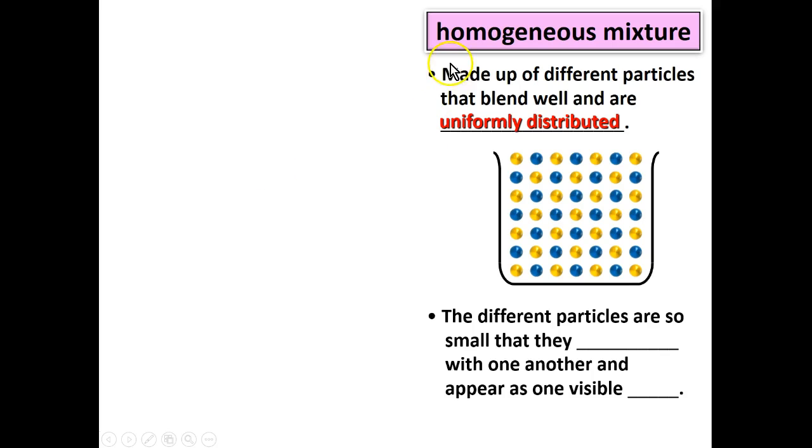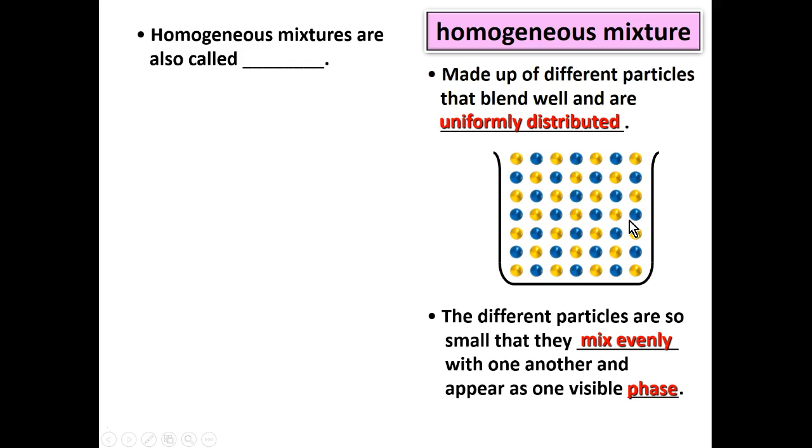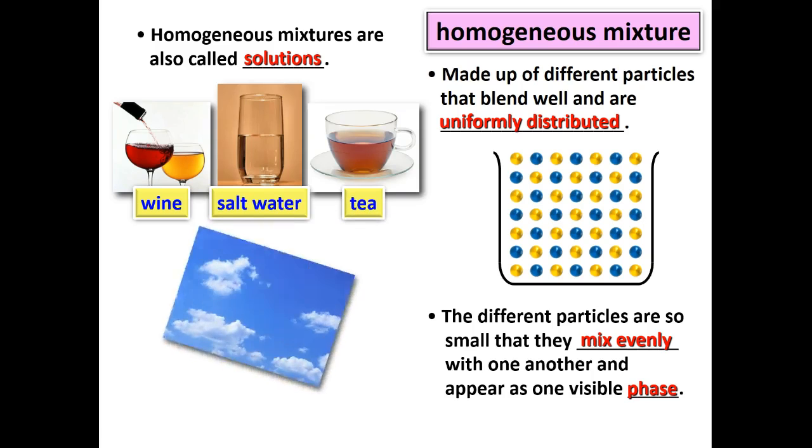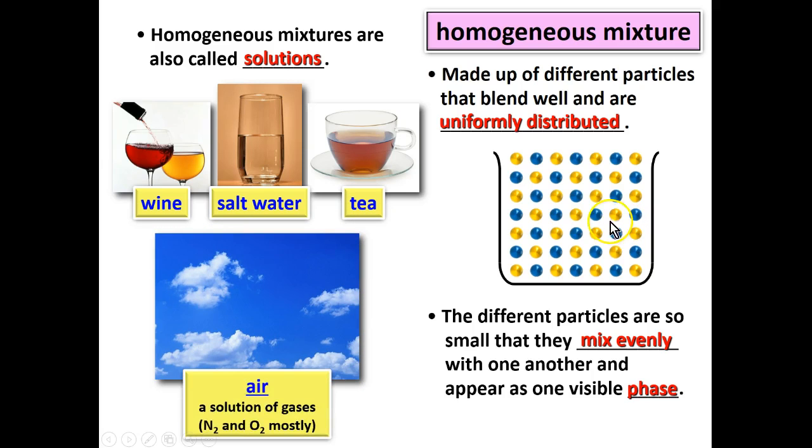Most of you know homo is the prefix meaning the same. So these are going to be mixtures that look the same throughout. They mix evenly, and they appear as though they are one visible phase. Homogeneous mixtures are also called solutions. Here are some examples of solutions that fall in the category of homogeneous mixtures.